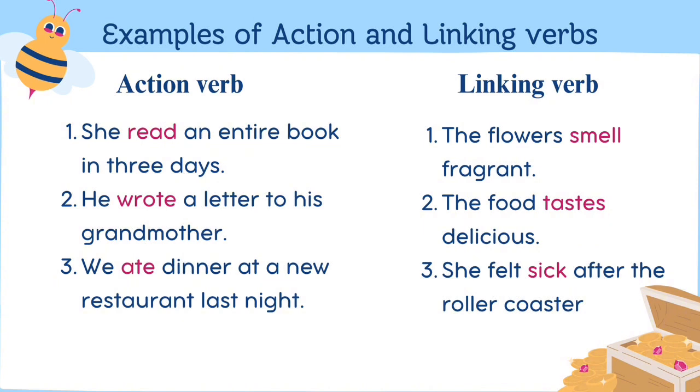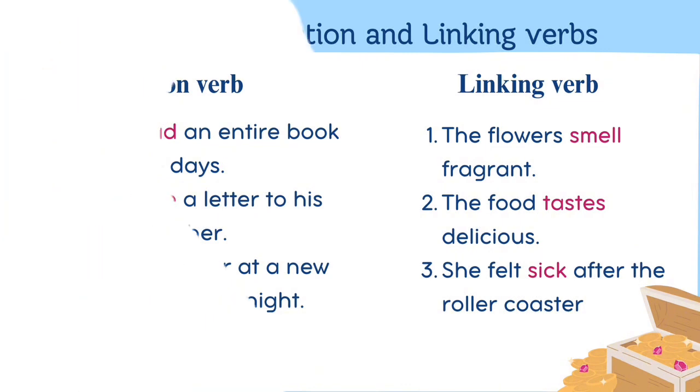Example sentence of linking verb here is: The flowers smell fragrant, and the linking verb here is smell. The next sentence, the food tastes delicious. The linking verb here is taste. The third sentence, she felt sick after the roller coaster, and the linking verb here is felt.